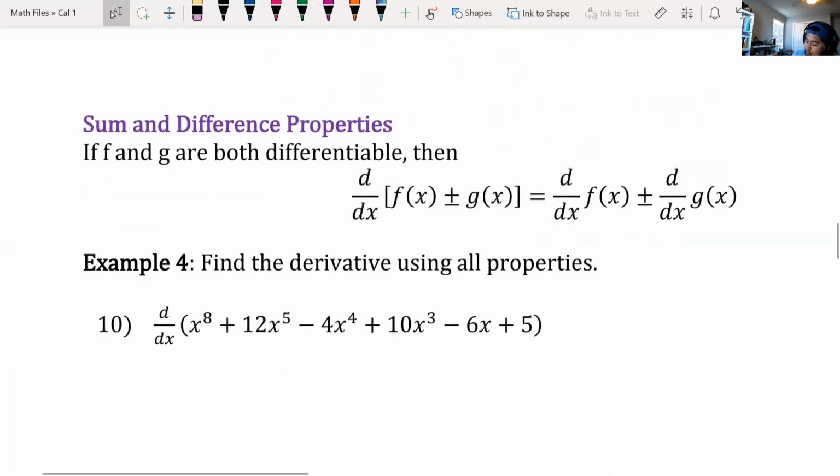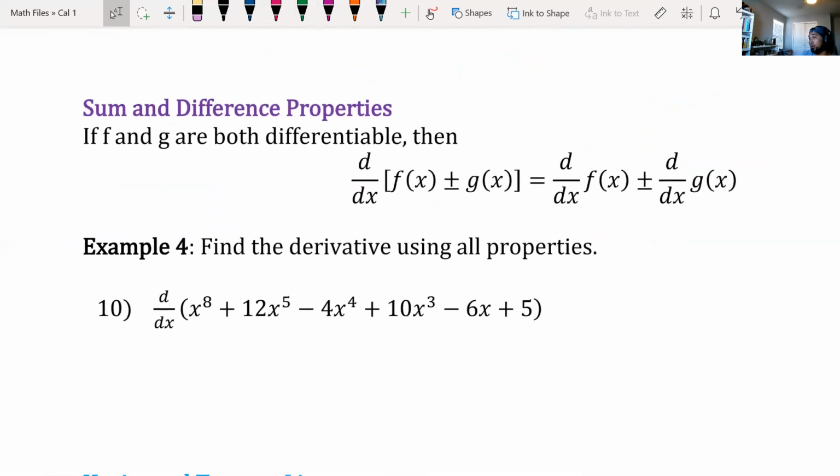And another property or rule for derivatives is the sum and difference properties. Remember, just like limits, if you had multiple terms, you could apply the limit to multiple terms. The same could be said for the derivative. Here you have d over dx of f of x plus or minus g of x. However many terms are connected by addition or subtraction, we can apply the derivative to them separately. We can say d over dx of f of x plus or minus d over dx of g of x, and so on and so forth for however many terms you have. So this just says, hey, apply the derivative to all these functions.